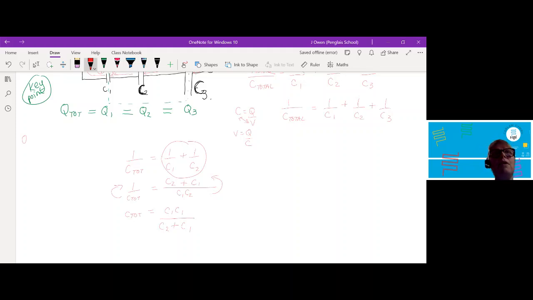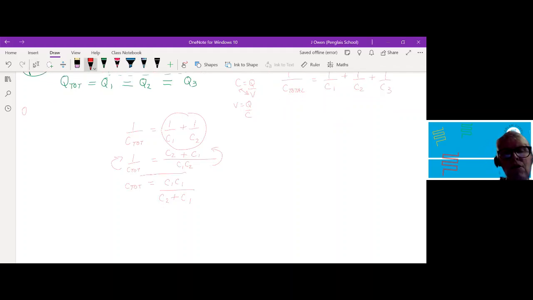And if you get something that is far too small, then you've forgotten to turn it upside down. You've forgotten to press the 1 over to get it out. But you don't have to remember this equation here. You can remember that C total for 2 capacitors is the multiple over the sum, and that will work every time. If you want it for 3, then it will be the C1, C2, C3 multiple over C1, C2.